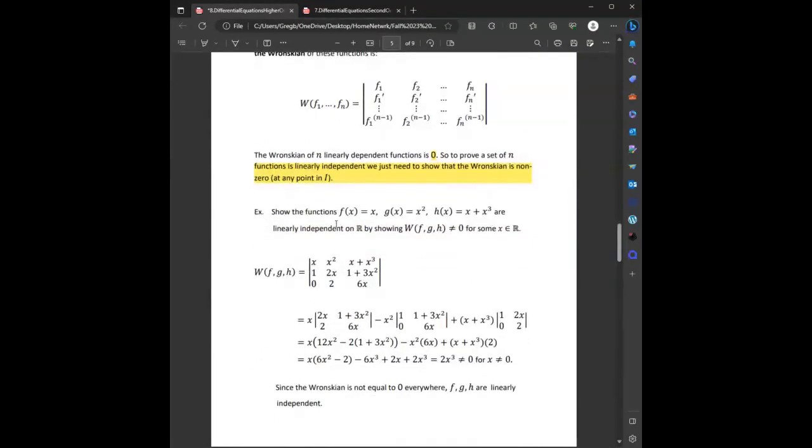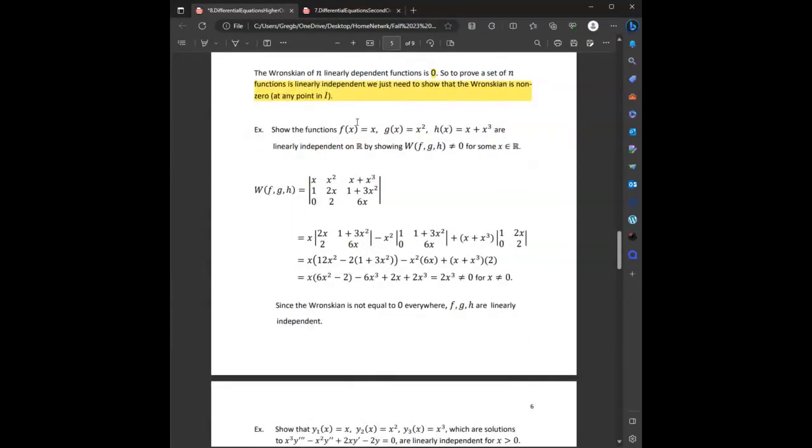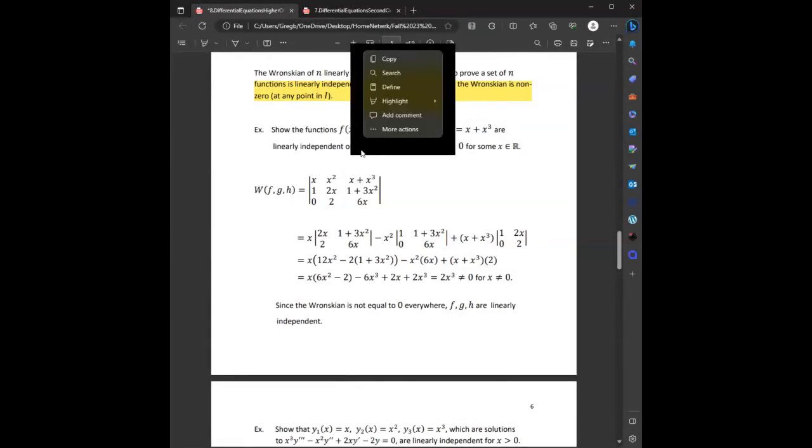And so the example is: show the functions f of x equals x, g of x equals x squared, h of x equals x plus x cubed are linearly independent on R by showing that the Wronskian of f, g, h does not equal 0 for x in some set of real numbers. So you should explain this.